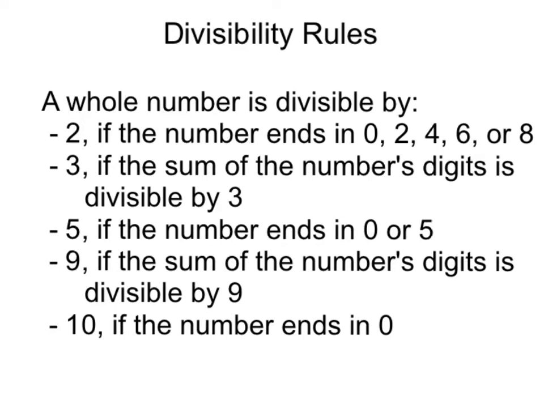Now let's look at some of the divisibility rules we talked about in class. A whole number is divisible by 2 if the number ends in 0, 2, 4, 6, or 8. A whole number is divisible by 3 if the sum of a number's digits is divisible by 3. A whole number is divisible by 5 if the number ends in 0 or 5. It's divisible by 9 if the sum of the number's digits is divisible by 9, and by 10 if the number ends in 0. Now you don't need to write these in your notebook because we wrote them in your notebooks the other day.